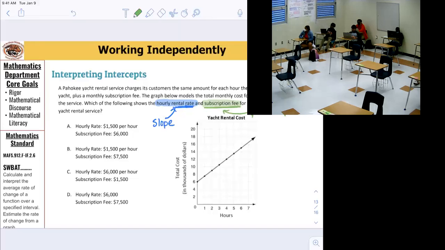So now we understand what we're looking for. We're looking for the rate of change, the slope, and the y-intercept. So we only have a couple more minutes. See if you can figure out which of these shows the correct values for the y-intercept and rate of change, slope. Take 2 minutes.